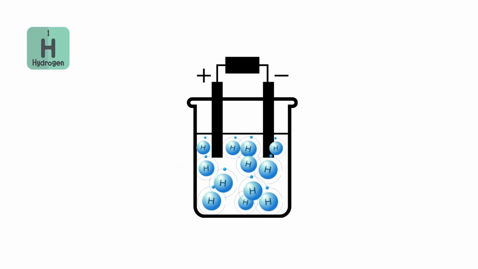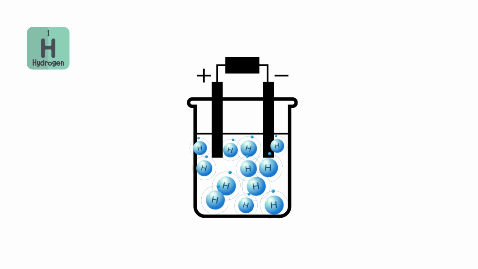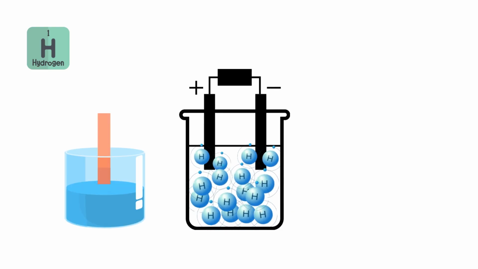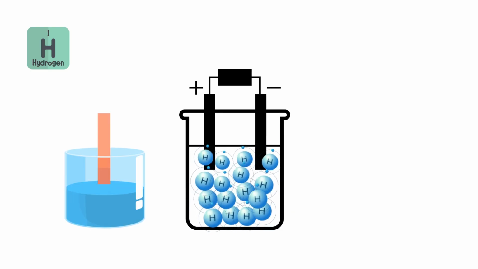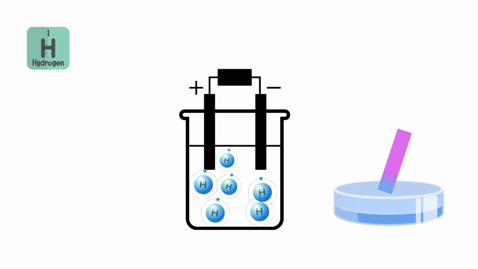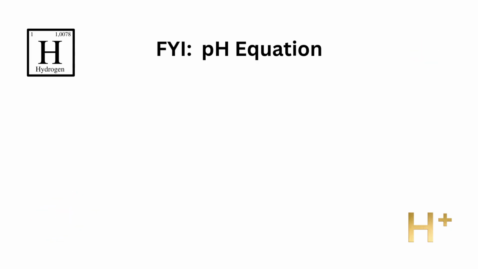What does pH stand for? Potential hydrogen. It measures hydrogen ion concentration in a solution. More hydrogen ions is measured at a lower pH, or more acidic, while fewer hydrogen ions mean a higher pH, or more alkaline.